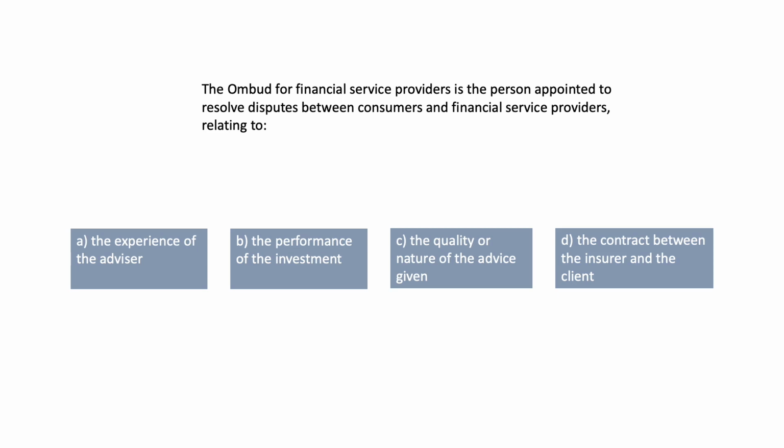The answer is option C. The FAIS Ombud is to resolve disputes relating to the quality or nature of the advice given.